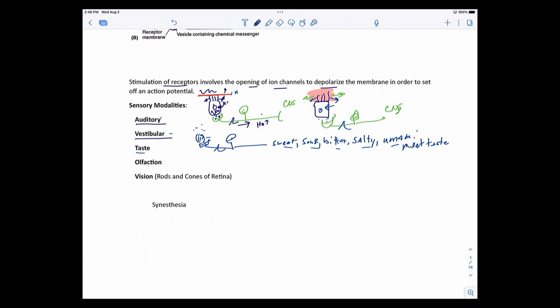gustatory or taste. And again, it all has to do with these specialized sensors in your tongue that are going to respond to, again, just a combination of molecules that will give you those types of sensory stimulations.